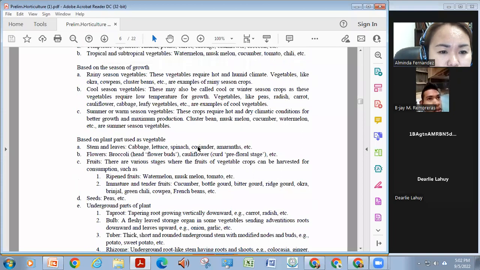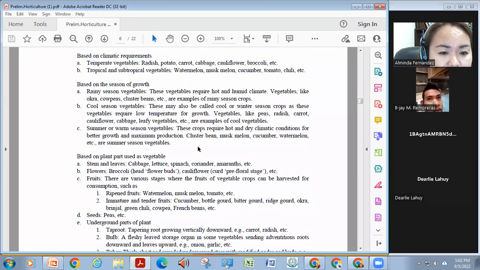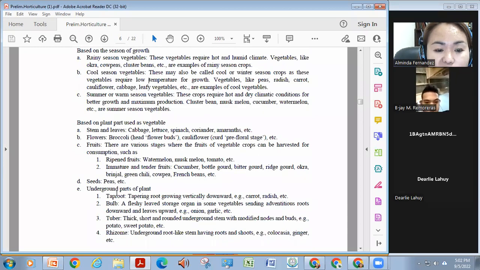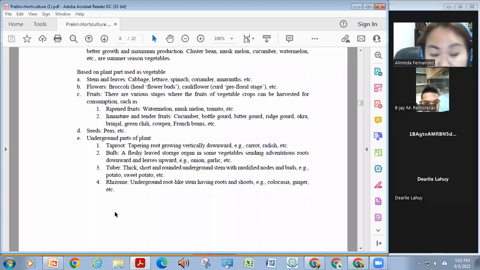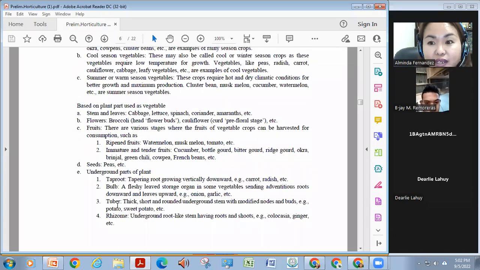And it also can be classified based on the plant part used, whether stem and leaves siya, flowers and fruits, no? And seeds, underground parts of plant, taproot, bulb, tuber thick, and rhizome. So yun, no, there's a lot of classifying them, and there are even more. But I'm so sorry, we are 1 minute and less. So do you have any questions or clarification?